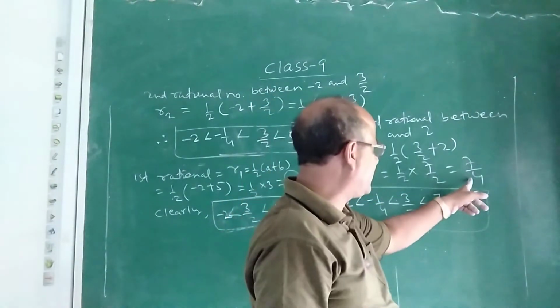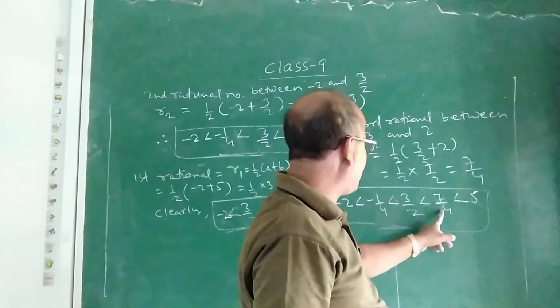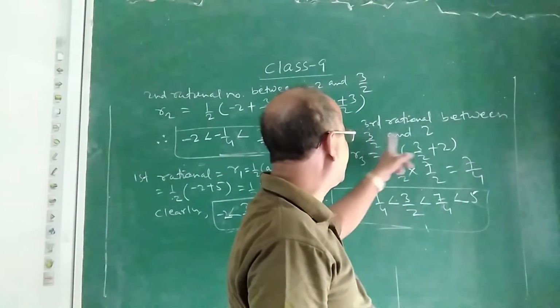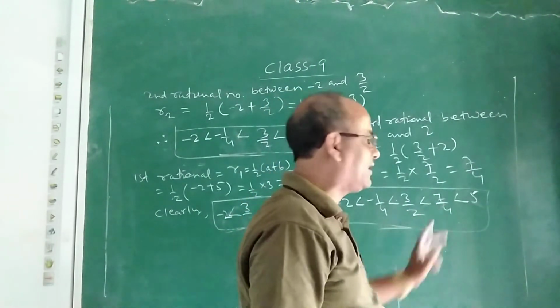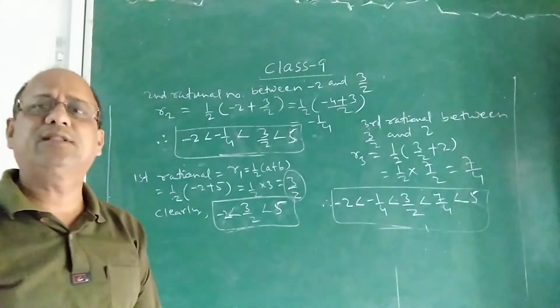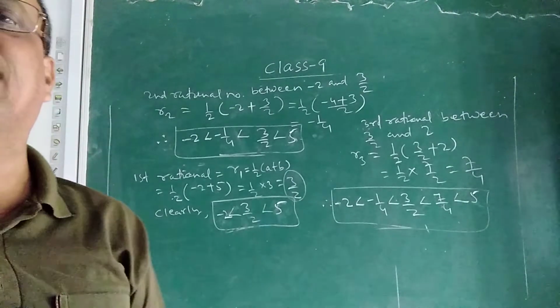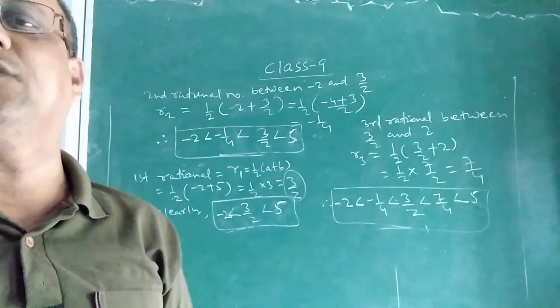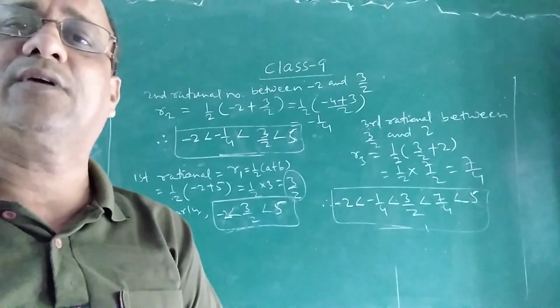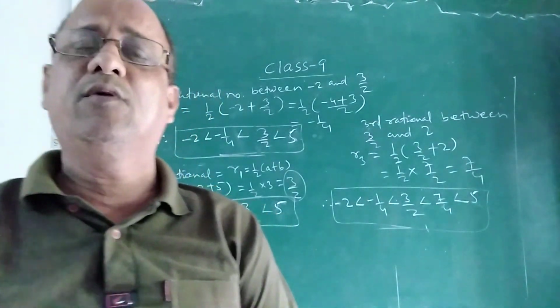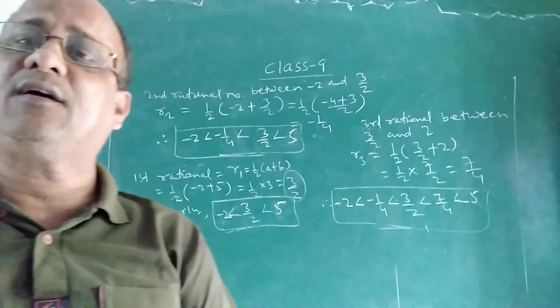Now the third rational number is 7 by 4. Which two numbers did I find it between? Between 3 by 2 and 2. So you see, this one satisfies the inequality. In this way, you can find as many rational numbers as you like between any two given rational numbers. I hope you understood. We will discuss more about this chapter in the next class.